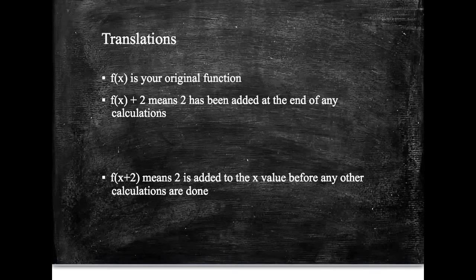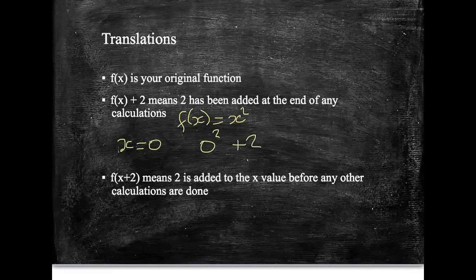Let's say that my function is, let's go with f of x equals x squared. Now, if I were to pick a value of x, let's say x equals 0. In this first case, then I would do 0 squared, which is nothing, and then I'm adding 2 on. Okay, so I'm adding 2 on because of the f of x plus 2, I get an answer of 2.